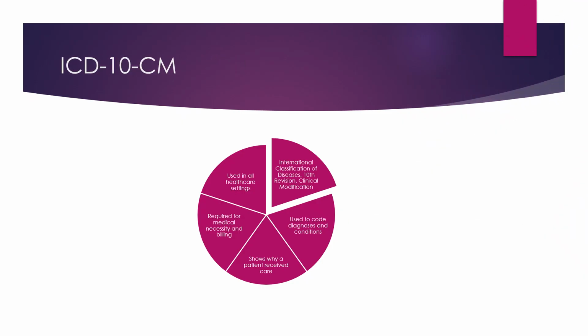ICD-10-CM. ICD-10-CM is the coding system used to describe a patient's diagnosis or condition. It explains why the patient needed care in the first place. These codes are important because insurance companies use them to determine if a service was medically necessary. So without accurate diagnosis coding, a claim could be denied.